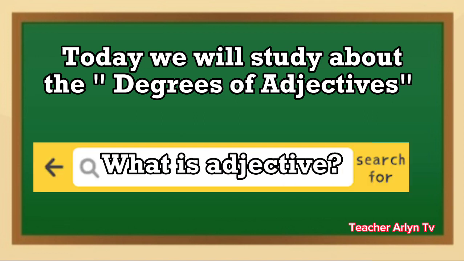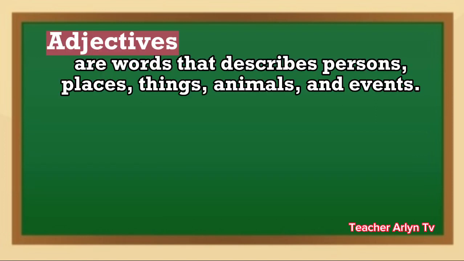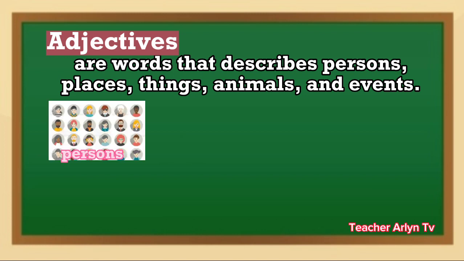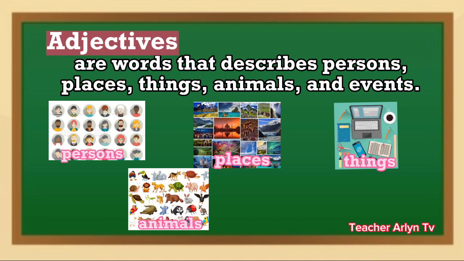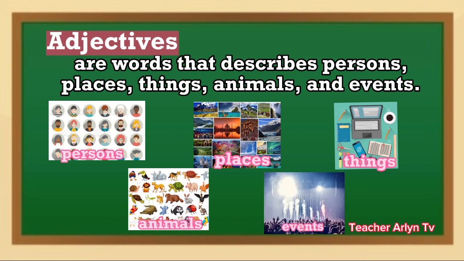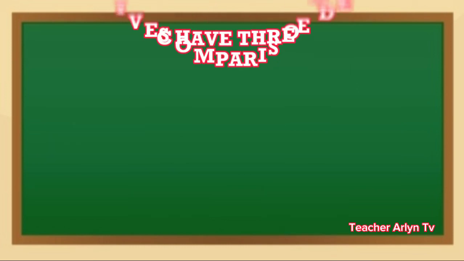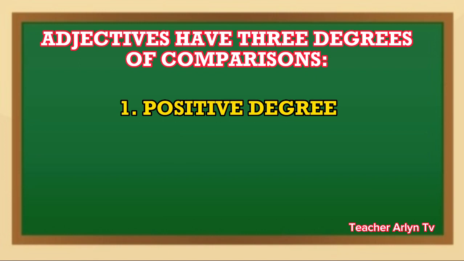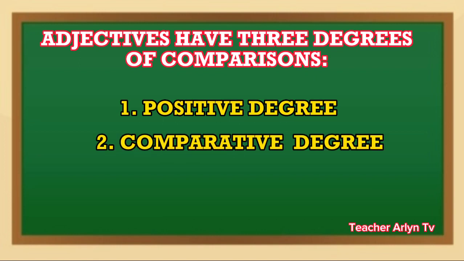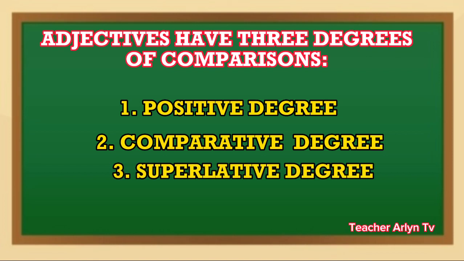What is an adjective? Adjectives are words that describe persons, places, things, animals, and events. They tell something about a noun. Adjectives have 3 degrees of comparison. First, positive degree. Second, comparative degree. Third, superlative degree.